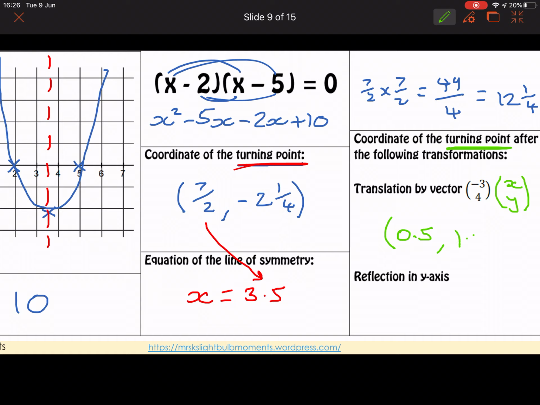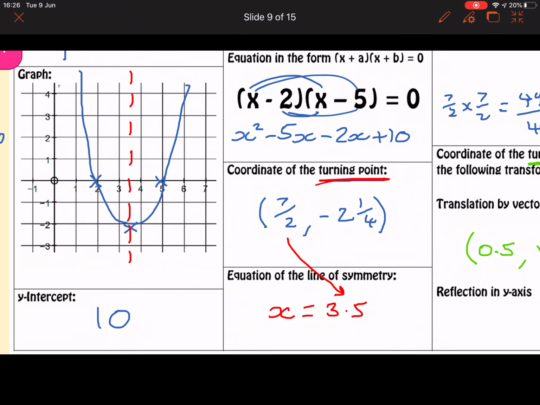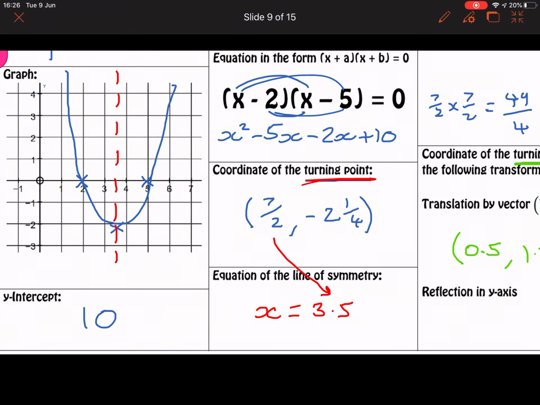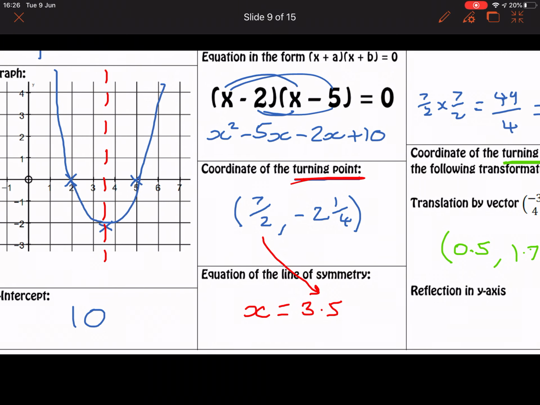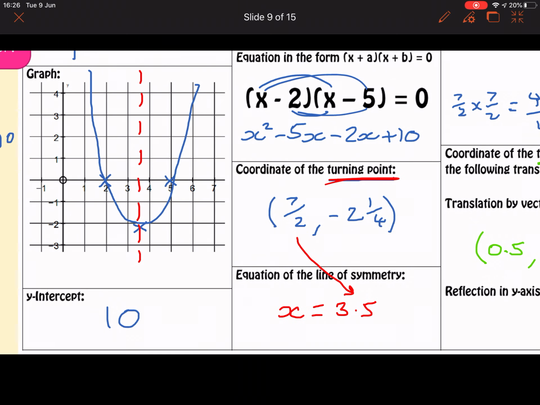I think I've got that right there. Yep, hopefully. Okay, so we've translated our turning point. If you look at the curve there, could we work out where it is? 0.5 and 1.75. So it would now be at 0.5, 1.75. It would be up there somewhere. Okay, it has gone 3 left and it has gone 4 up.